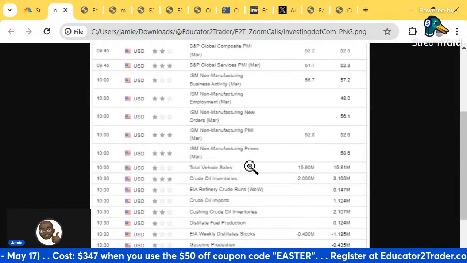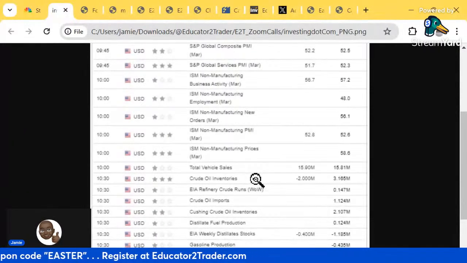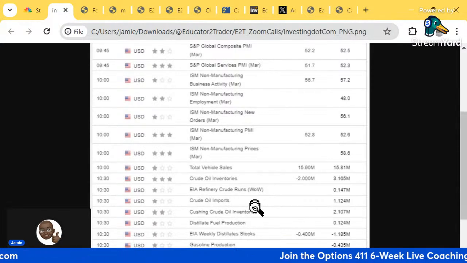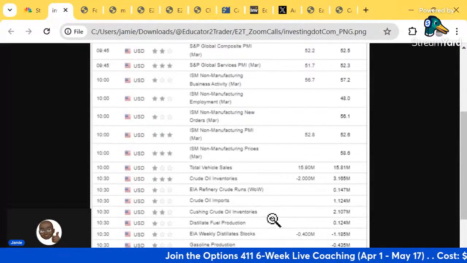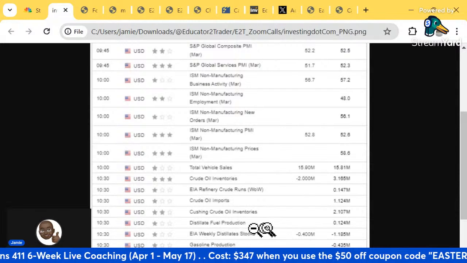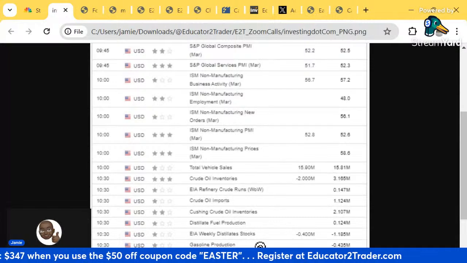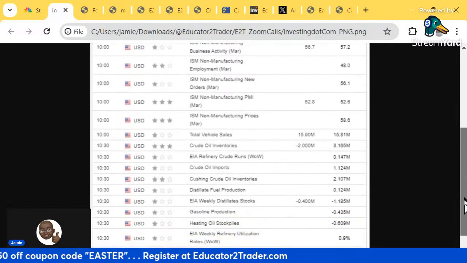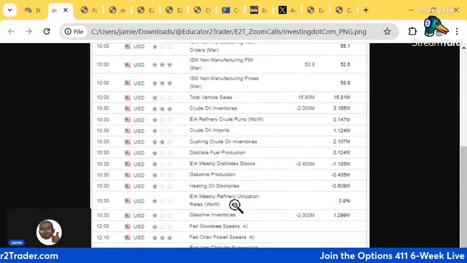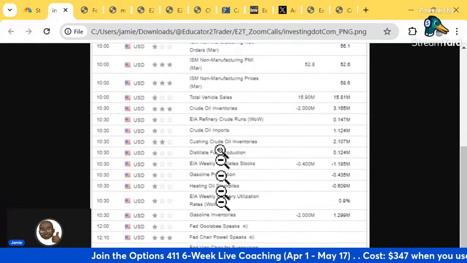Total vehicle sales is 1 star. 3 star is crude oil inventories. That's at 10:30 now. We crossed into 10:30. EIA refinery crude runs week over week, the crude oil imports and the Cushing crude oil inventories. So the first 2 are 1 star. This one is a 2 star. And 10:30 has also the distillate fuel production, the EIA weekly distillate stocks, gasoline production, and heating oil stockpiles, all at 10:30 still. And then the EIA weekly refinery utilization rates week over week, gasoline inventories. So we got all that happening all the way through to 10:30.